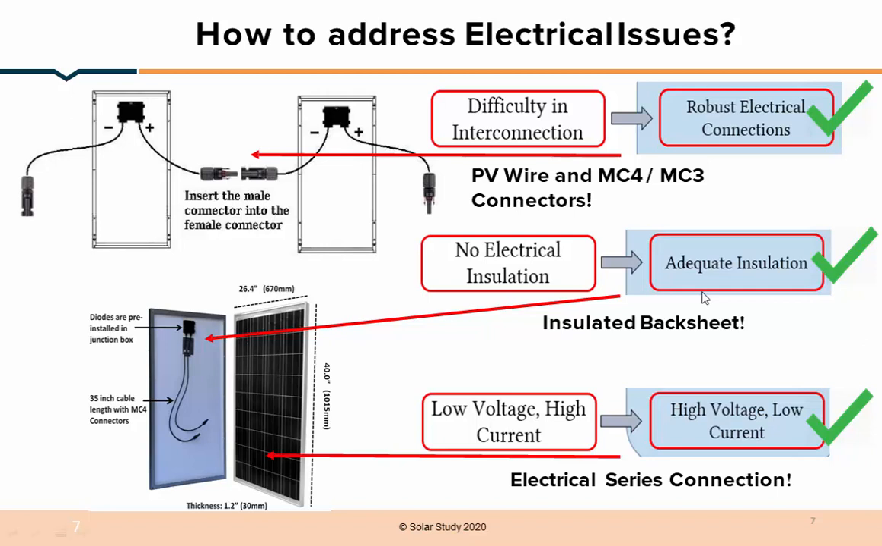How can we easily connect the solar module? This connection, you can see, is the MC4 or MC3 connector. So it is very easy to connect to our electrical system. In the electrical system we also have MC4, MC3 connections, so we can directly connect this module to our electrical systems.